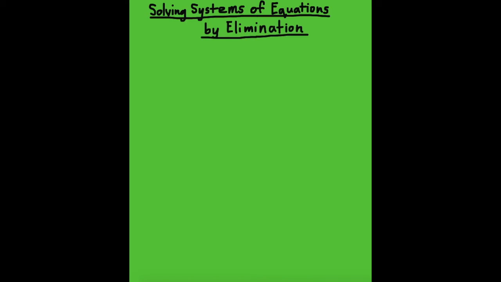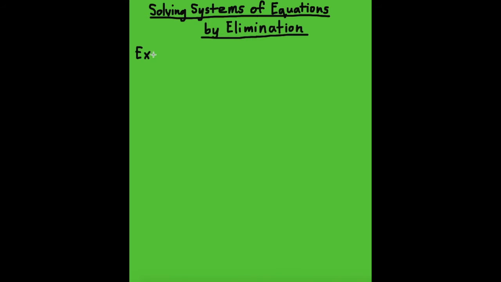We are going to learn about solving systems of equations by elimination. The goal of systems of equations is to solve for two unknown variables, and we do this by canceling one variable to find the other variable. Hence, we eliminate one variable to find the other variable.